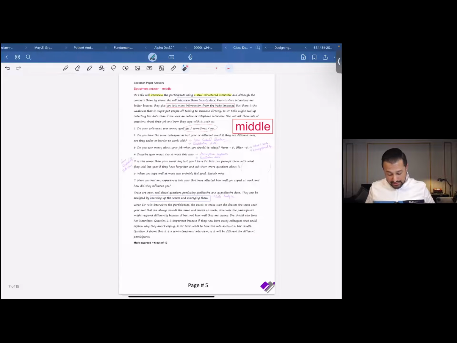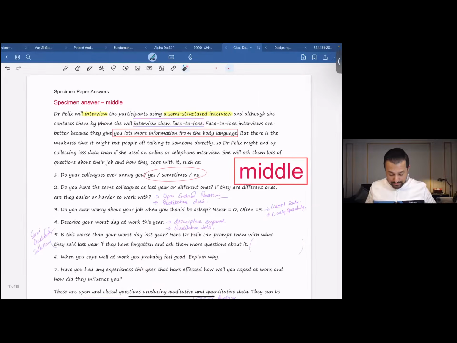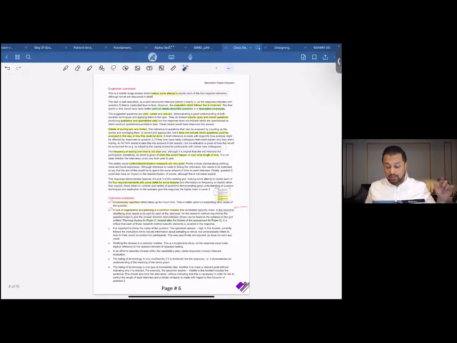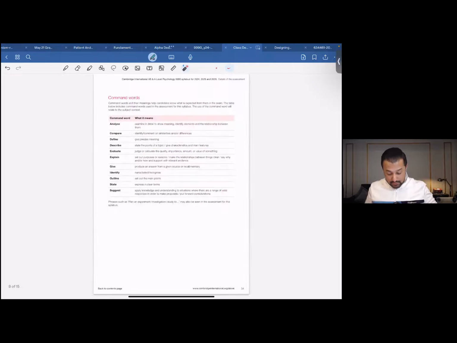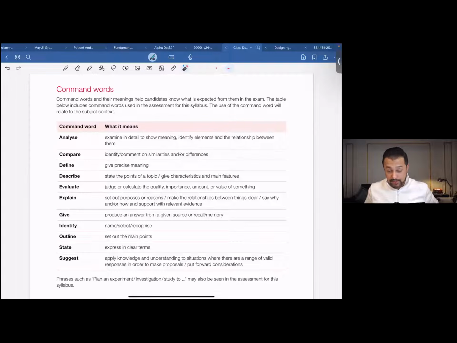In the next one, I'd like to discuss a middle-grade response with you all as well. Then we discuss the examiner comments on it and the common mistakes made. These are some common words that I believe every student should know when you're going to sit for your examination, because these are the command words that you typically come across.